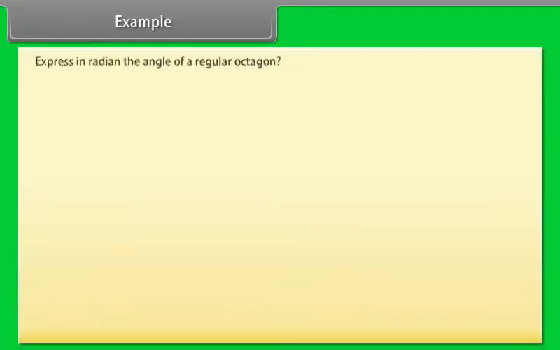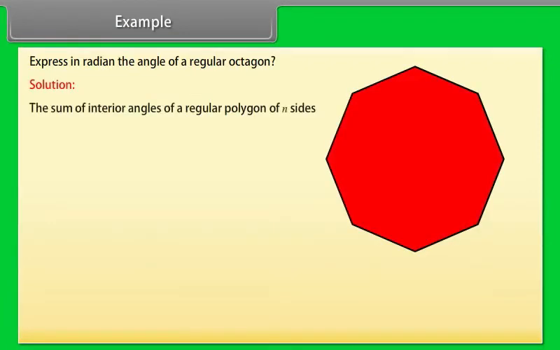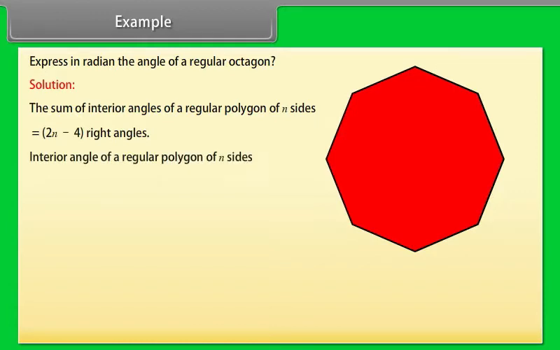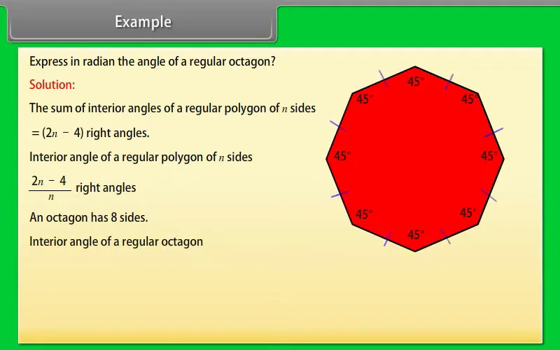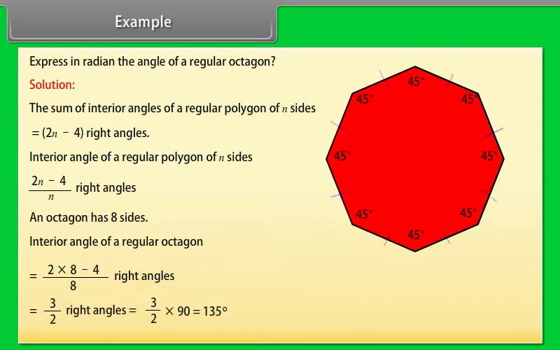Example. Express in radian the angle of a regular octagon. Solution. The sum of interior angles of a regular polygon of n sides is equal to 2n minus 4 right angles. Interior angle of a regular polygon of n sides is (2n minus 4) by n right angles. An octagon has 8 sides. Interior angle of a regular octagon is equal to (2 into 8 minus 4) upon 8 right angles, which is 3/2 right angles, equal to 3/2 into 90, equal to 135 degrees.